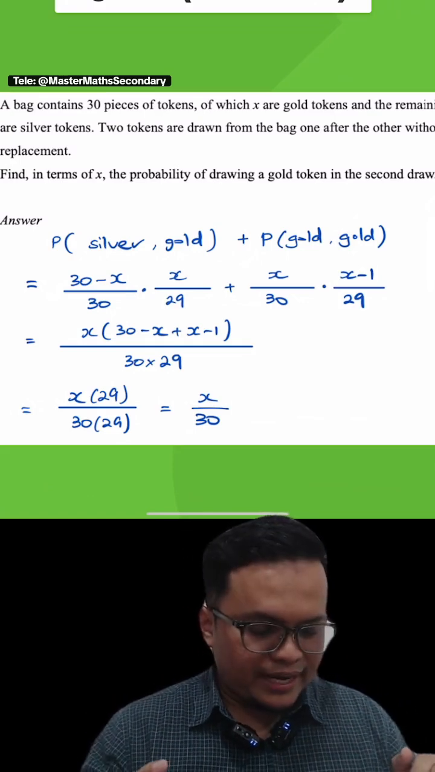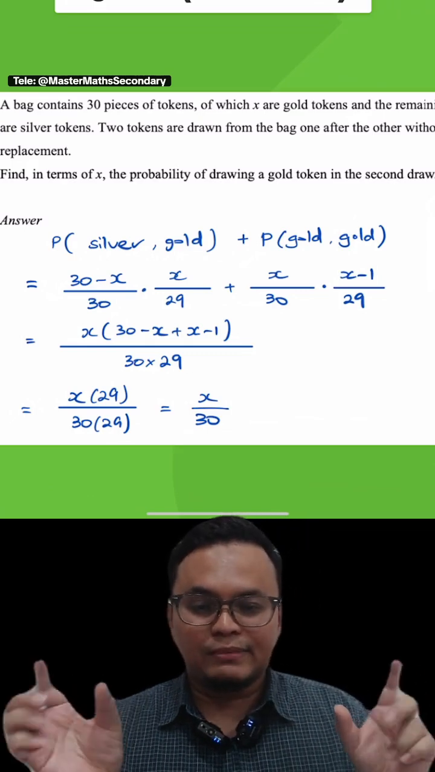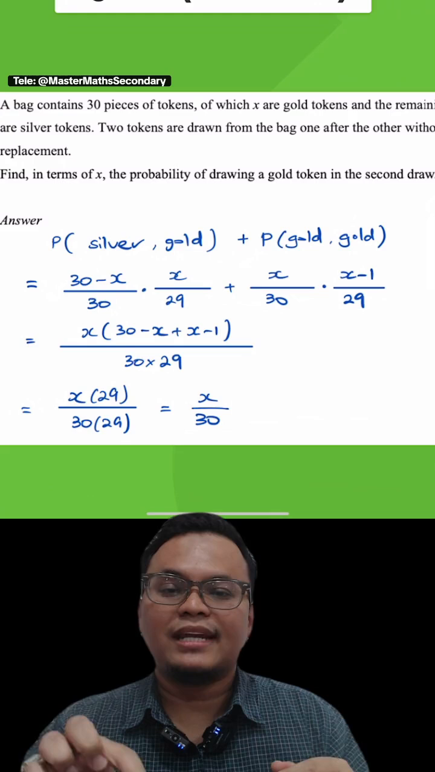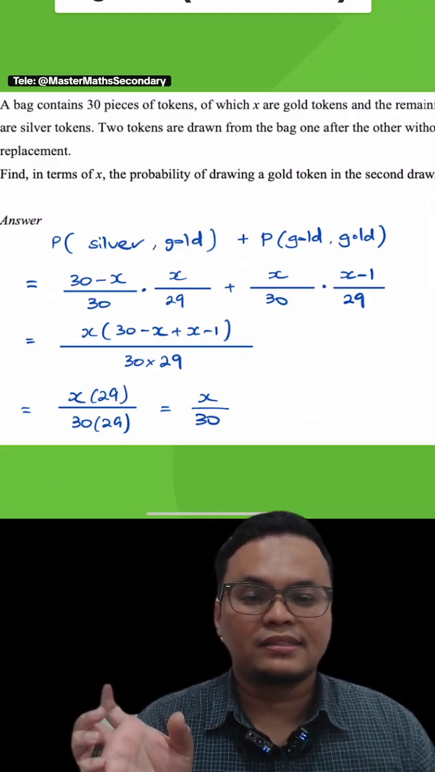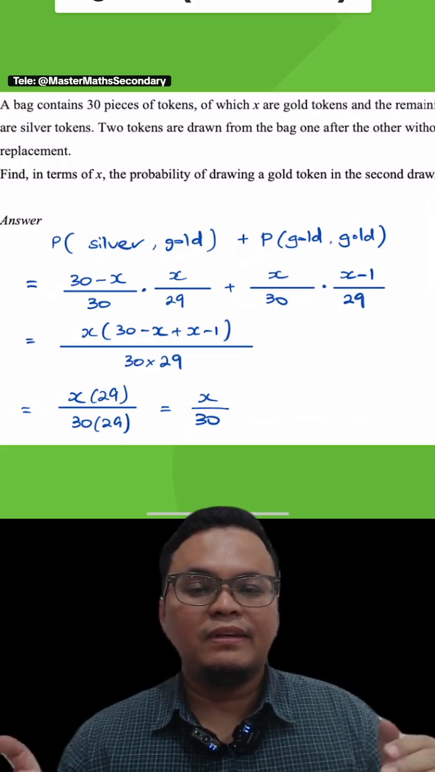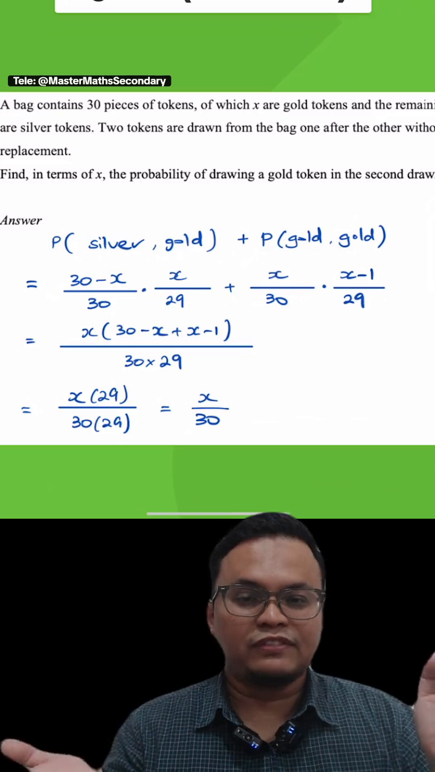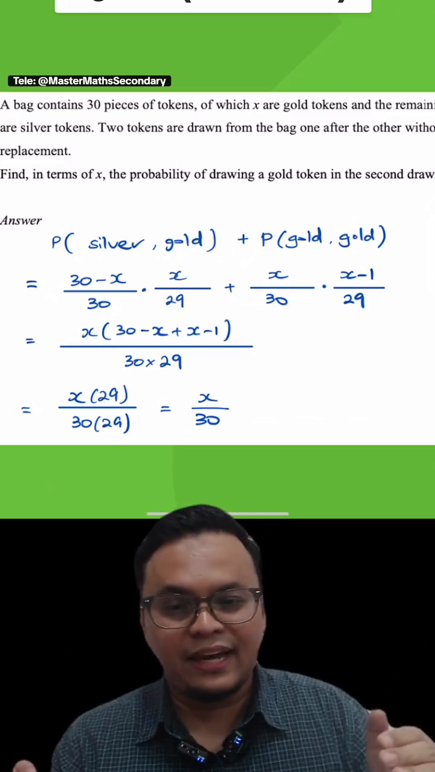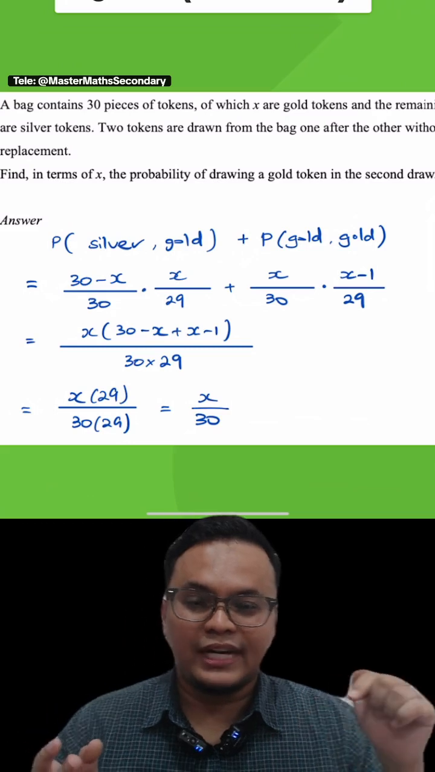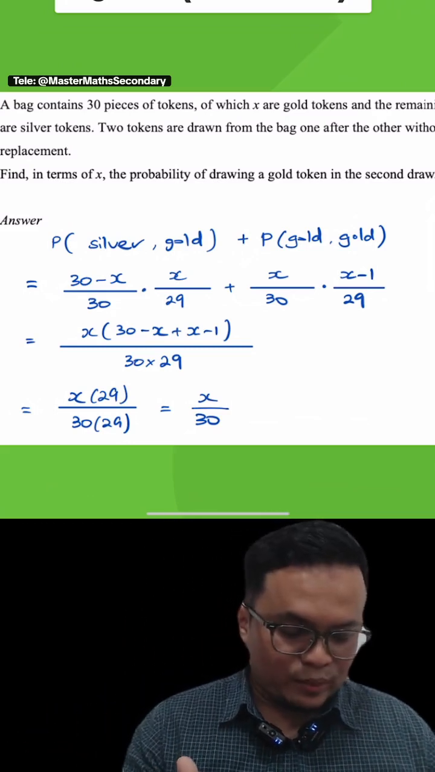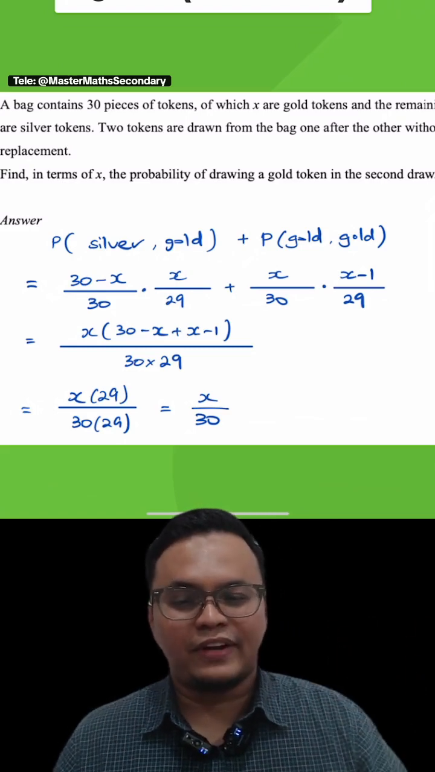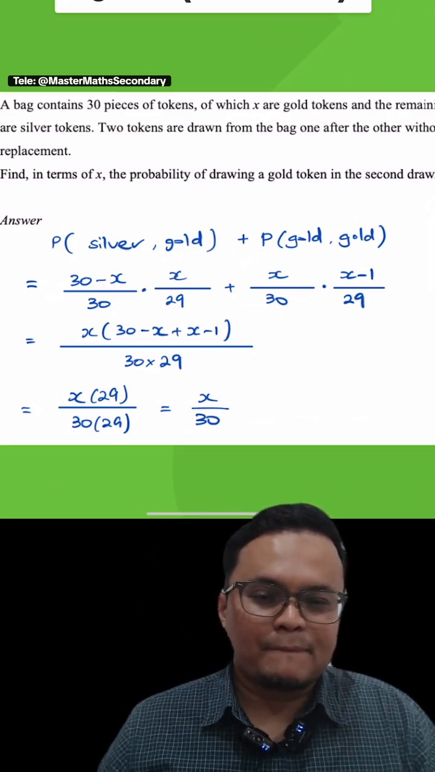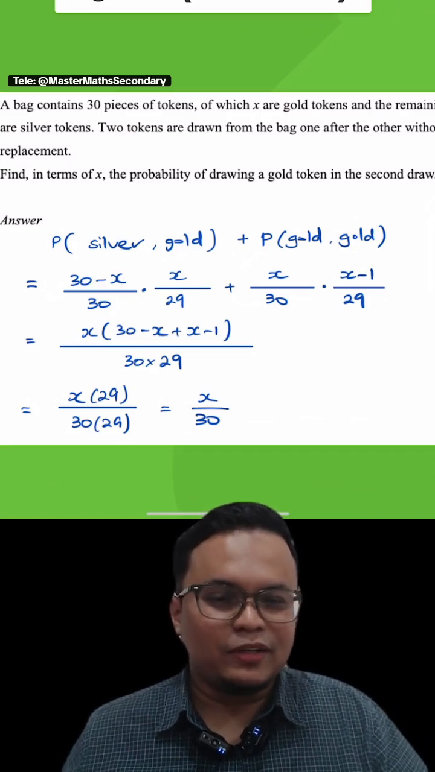Because they have a common denominator, 30 times 29 for these two, what I did was combine them into one fraction, and because there's a common factor of x, I factorize out my x. That leaves me with 30 minus x from the first fraction and x minus 1 from the second fraction. If you simplify that, the minus x plus x cancel each other so nicely. Then you have 30 minus 1, which gives you 29. The 29 being a common factor, you can cancel it off, and that gives you your nice fraction of x over 30. The answer might seem simple, but it's actually a little bit of work.